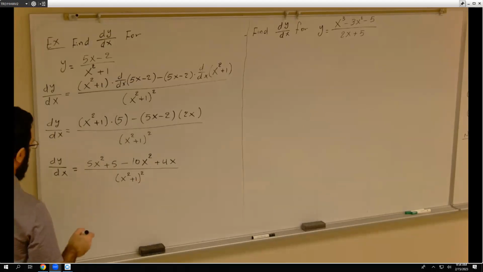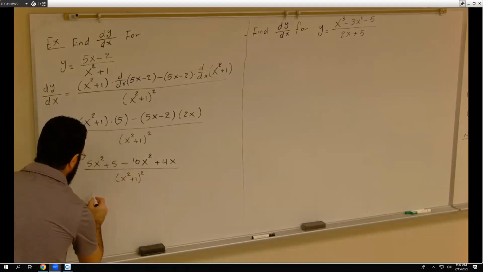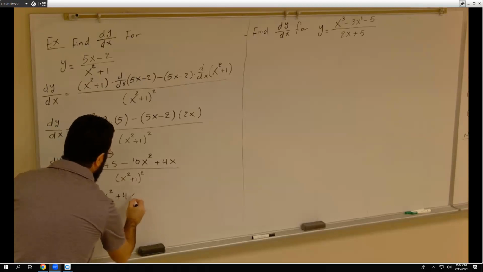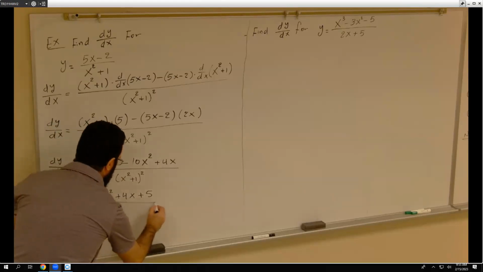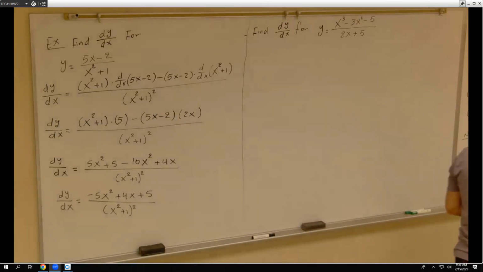Combine the like terms. It will be dy over dx equal 5x squared minus 10x squared, it's going to be -5x squared, 5 by itself and 4x by itself. So plus 4x plus 5. And everything divided by x squared plus 1 squared. Check. Can you simplify it? Don't think so. That's it. So this is the derivative for 5x minus 2 divided by x squared plus 1.